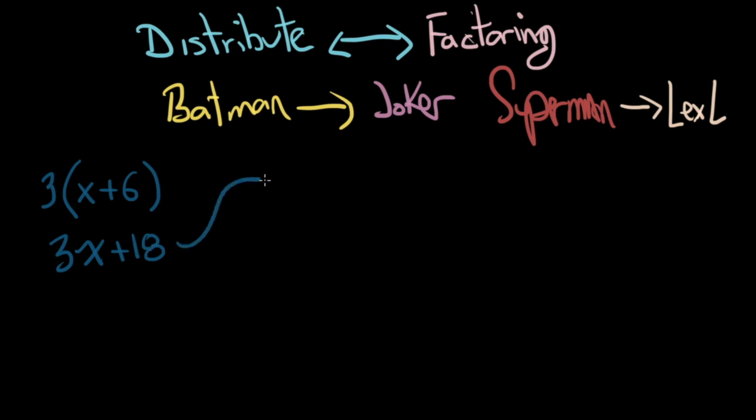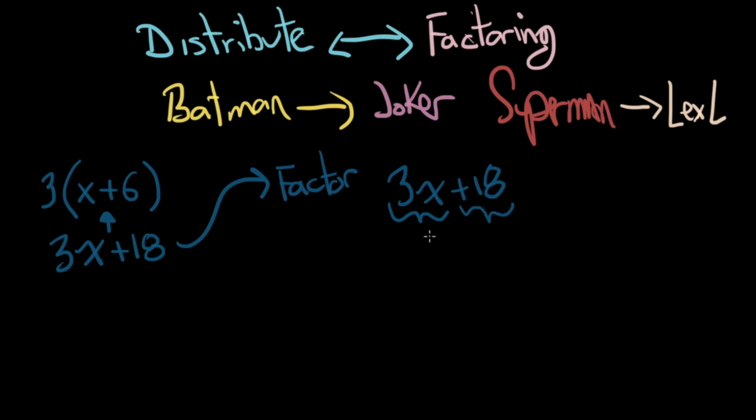If they ask me to go and factor this now, which is the opposite, I need to go back to this state. So if I had to go and factor 3x plus 18, I need to ask myself two things. Now this one's a little bit easier. I need to look at both of my terms. That's one term. This is another term. And say, what is my GCF?